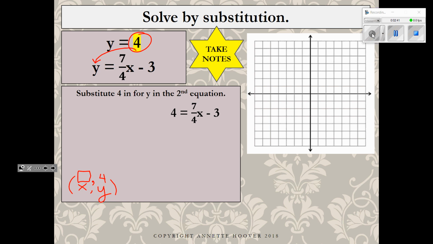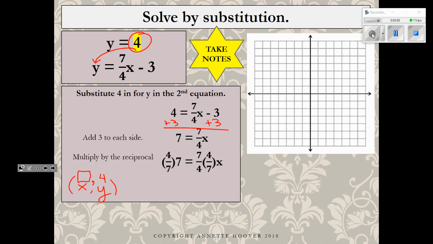To solve for the variable x, first we want to get x by itself by doing a +3 on both sides of the equation. When we do that, we have 7 is equal to 7/4 x. If you remember, when a variable is being multiplied by a fraction, we have to multiply by the reciprocal. We flip it. So we're going to multiply both sides by 4/7. 7/4 times 4/7 is just 1, so that becomes the invisible 1.